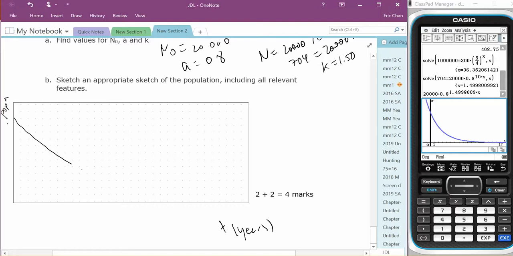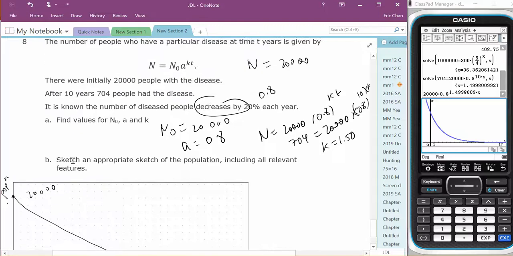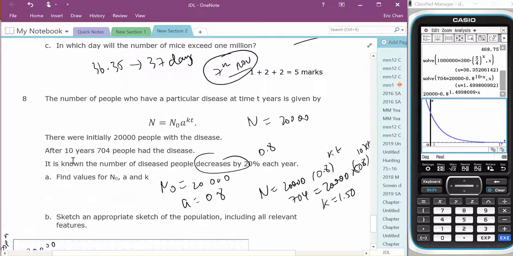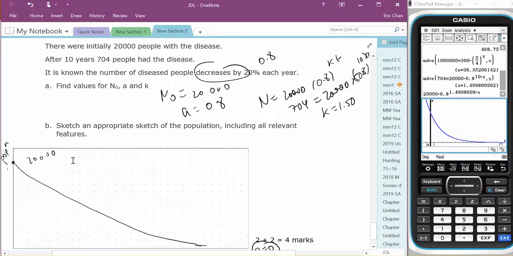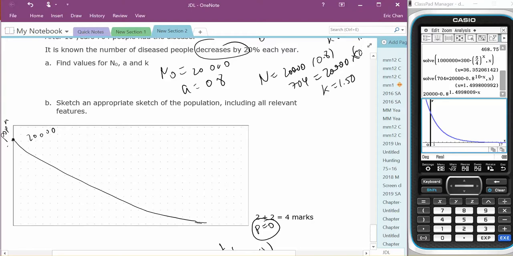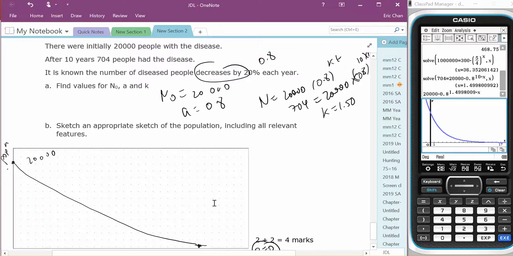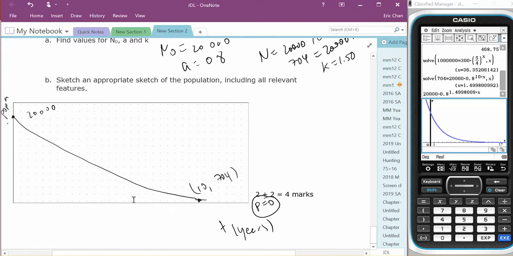Okay, and what's happening here is the initial population is 20,000, and it's slowly decreasing, and you have an asymptote at P equals 0, basically. So what I'm after is this point, and it's always good to have a second point. So you might want to show the population after 10 years, which might be here. We've got a data point: after 10 years, there's 704 people. So I've shown my asymptote, I've put an equation of asymptote, I've labeled my axes, I've shown the start point, and I've shown the second point. So that should be good to go.